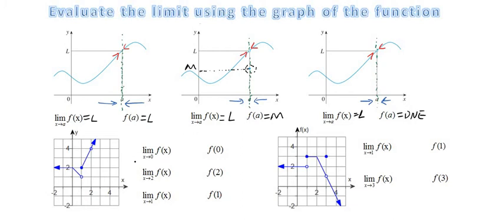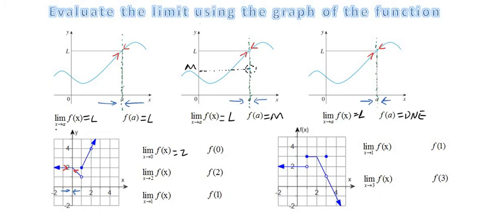Now let's take a look at the first example. For the first example, we can see x approaches 0 from both sides. So 0 is here, right? So we approach 0 from both sides, and we can see the y value approaches this point, and this point has y value 2. Now, what is f(0)?